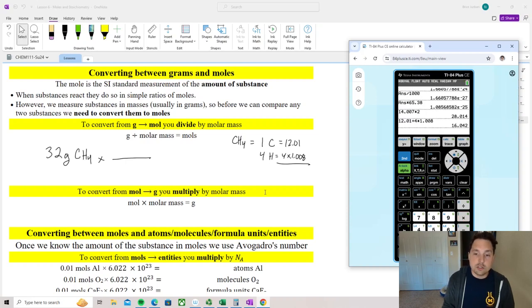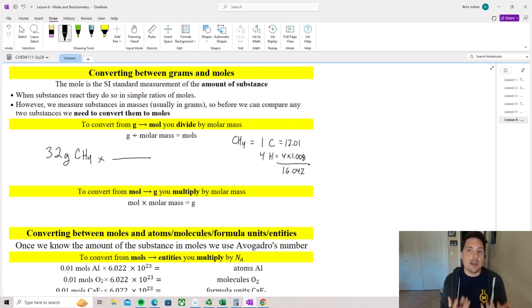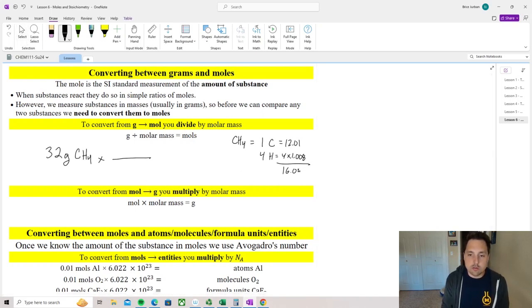Which is 16.042. And we can truncate the last one because of sig fig rules. Remember, when we add numbers, we truncate it at the value that has the least number of decimal points. But I'm going to go ahead and leave it in here for now. So 16.042.